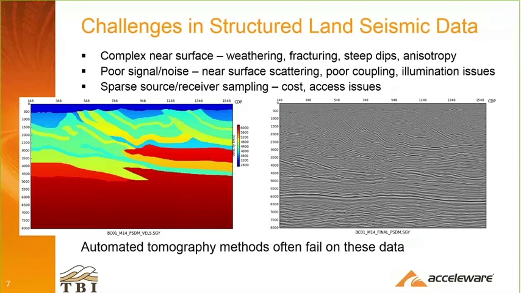So here I'm showing an example of a pretty good quality result we got from the Benjamin Creek 2D line in Western Canada, the final PSDM model on the left and image on the right. And this is on the good end of the type of data we see. Often we don't have this much reflectivity or this complex a model. And in general, what we find is that automated tomography methods tend to not work so well on these types of data.